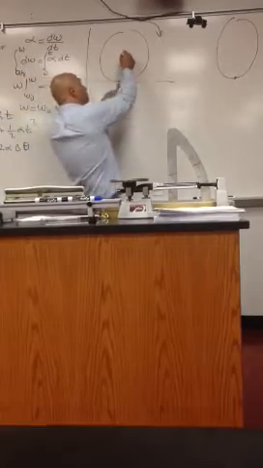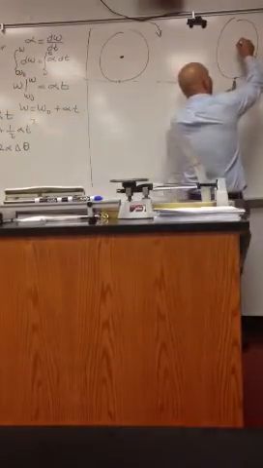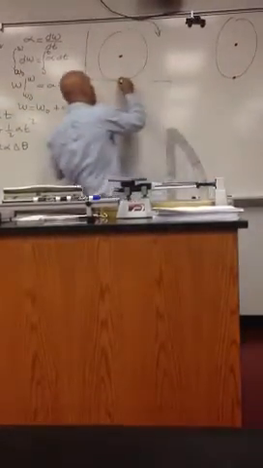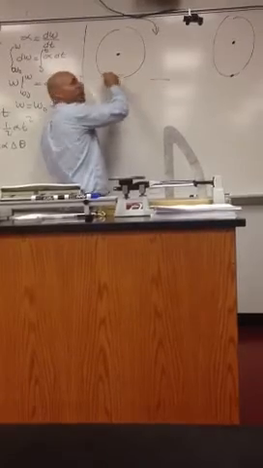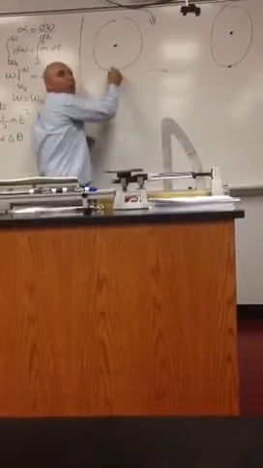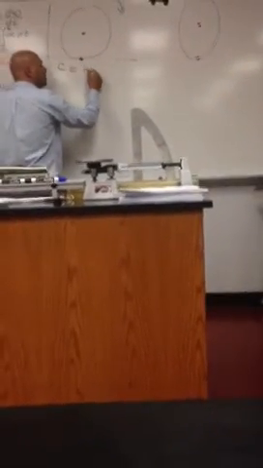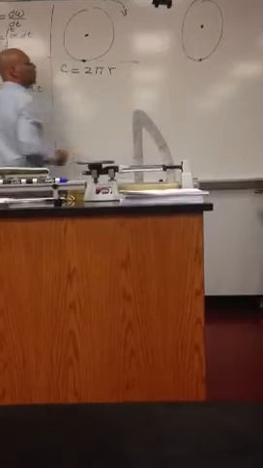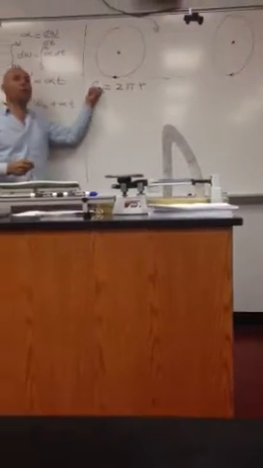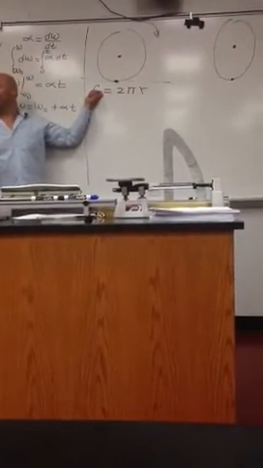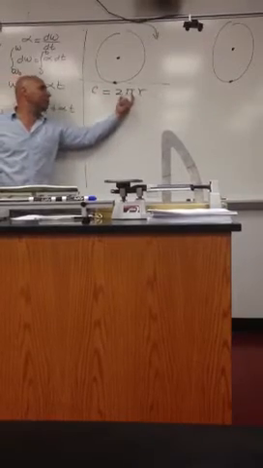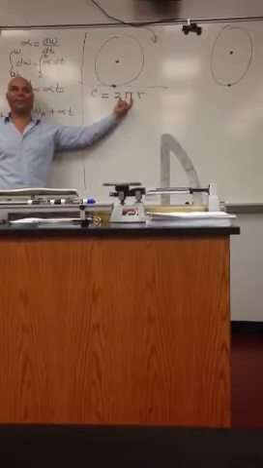So if both points travel the same distance, and I know that when this makes a full rotation, the length traveled will be the circumference. And what will the circumference be equal to? 2 pi r. This is what we call the distance, the linear value. This is what we call the rotational value.